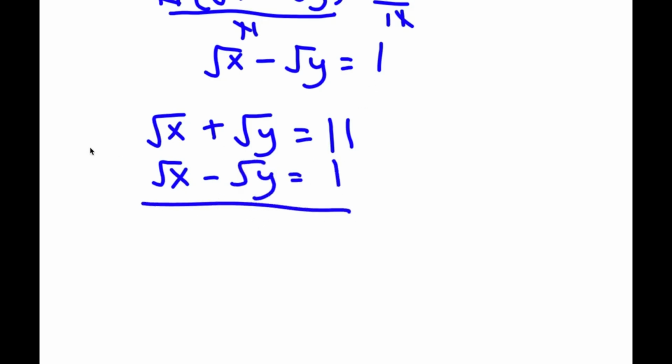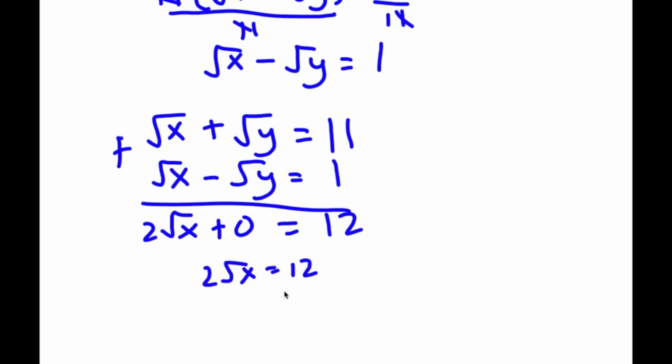So if I go ahead and add these two equations, the square root of x plus the square root of x, that is going to be 2 root x. And now the square root of y minus the square root of y, well, anything minus itself is simply 0. So plus 0 is equal to 11 plus 1, that is going to be 12. So we have 2 root x is equal to 12.